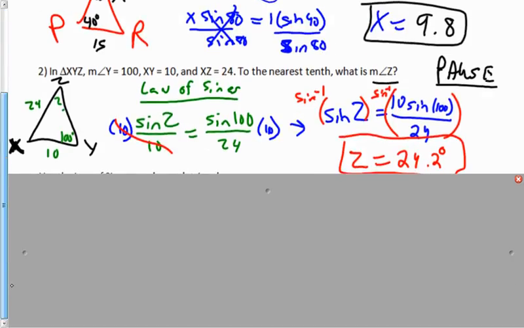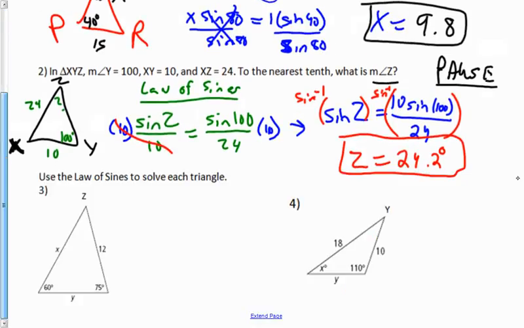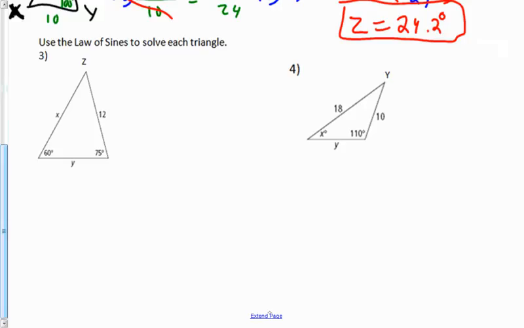All right, now we have the triangles here for you. It says use the law of sines to solve each triangle. I'm going to go through both of them. You can pause it and try one of them if you'd like and see how you do. I'm going to go through both of them briefly, and it's going to go quick though. So we're going to use the law of sines for each one.